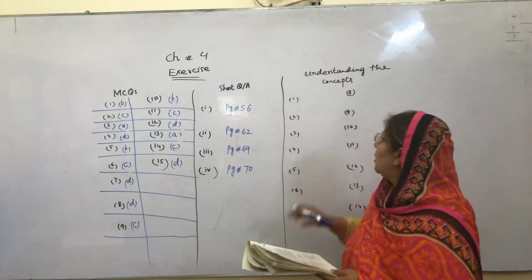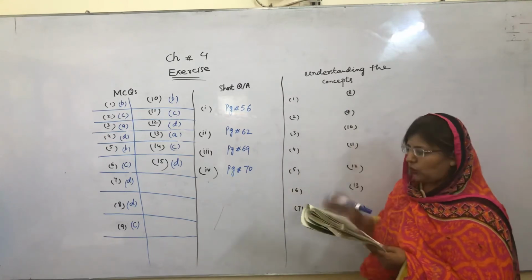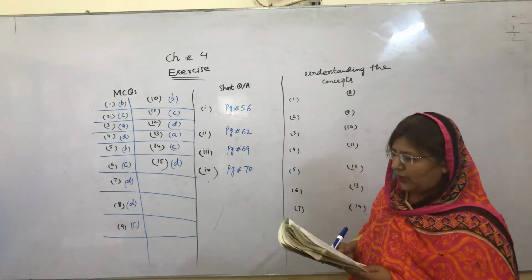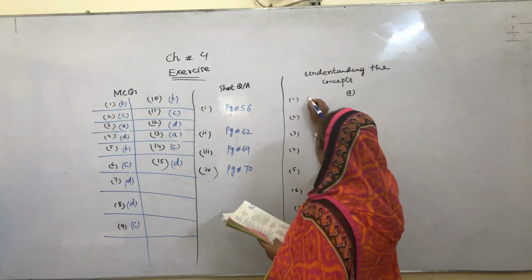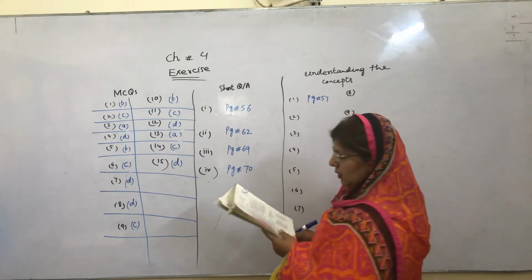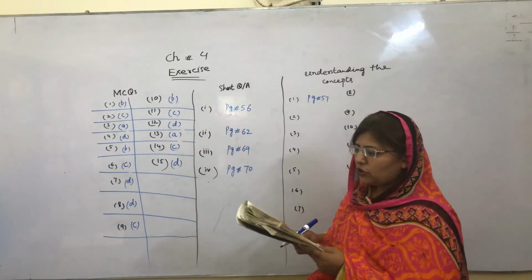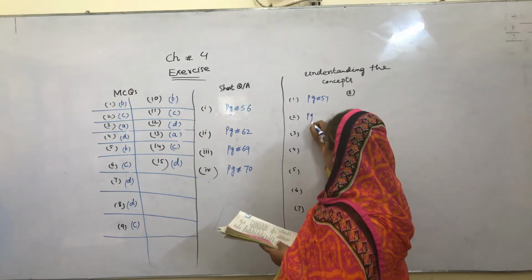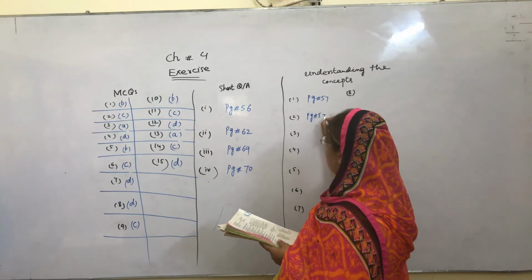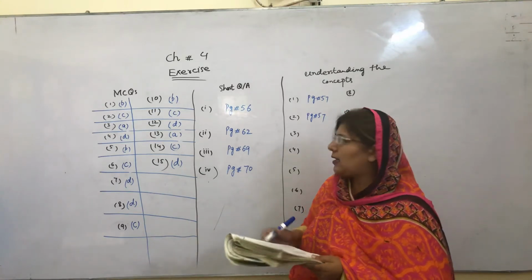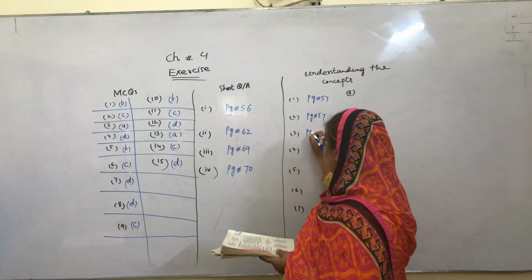Then come to your long questions, understanding the concept. First question is explain the functions of cell membrane. Its answer is given on page number 57 in your book. Question number 2, describe the structure of cell wall. Its answer is again given on page number 57. Then question number 3, discuss nuclear structure and function. Its answer is given on page number 60.